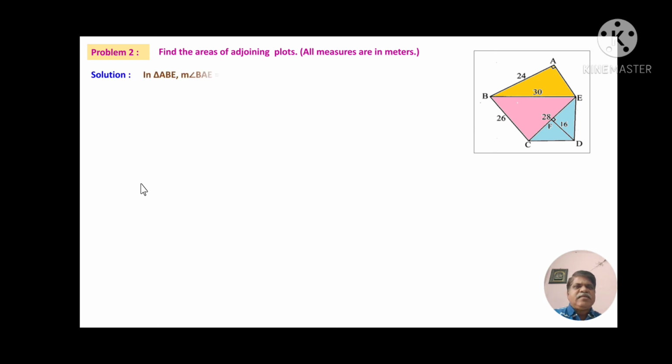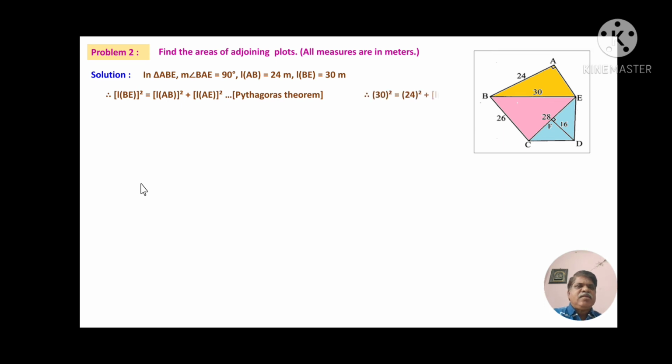So we'll see here in this triangle ABE, angle A is 90 degrees, AB is 24 and AE is 30 meter. Therefore, you can get BE square is equal to length AB square plus length AE square, by using the Pythagoras theorem.